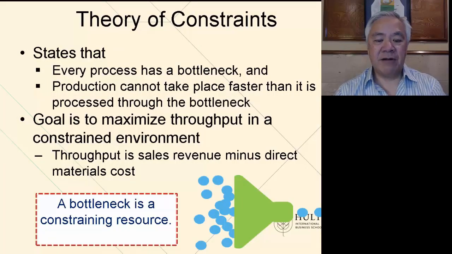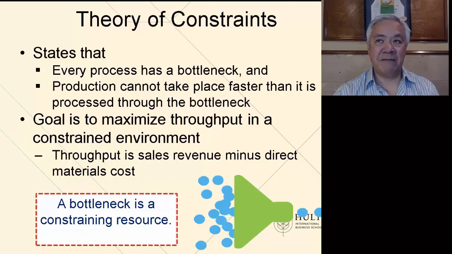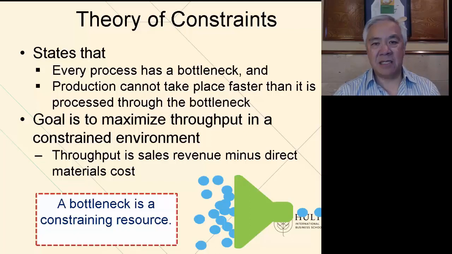All right, so let's look at the theory of constraints. It states that each process has a bottleneck, and that bottleneck constrains your flow. And so production cannot take place any faster until you address that bottleneck. So we maximize in a constrained environment by discovering what these constraints are, and we can quantify the difference if we were able to address it as opposed to being constrained by it. So we want to find the constraint, address it, move on to the next constraint that appears, and address that.